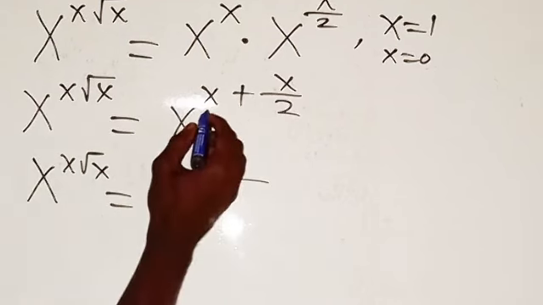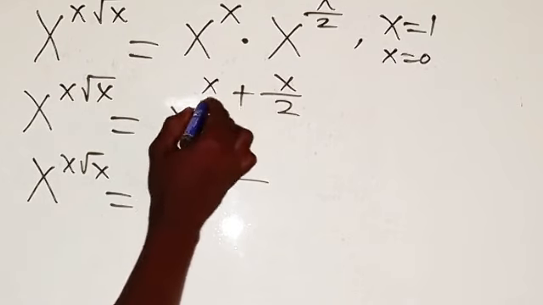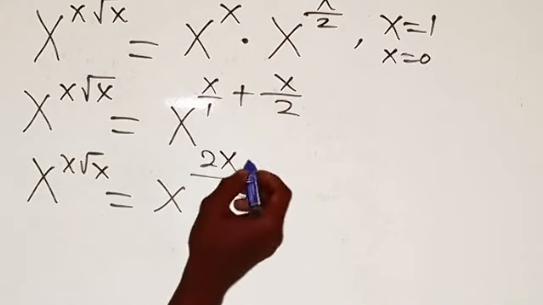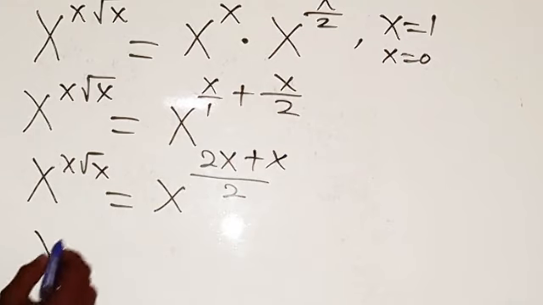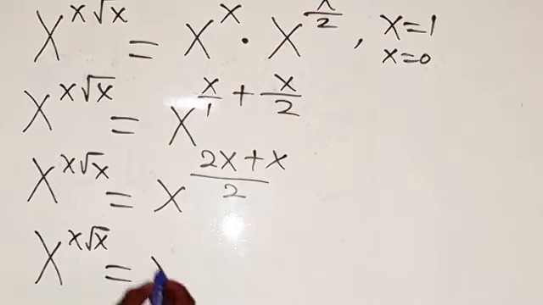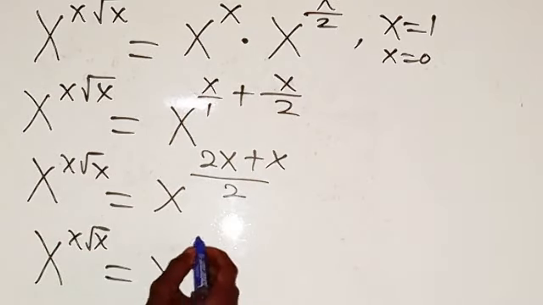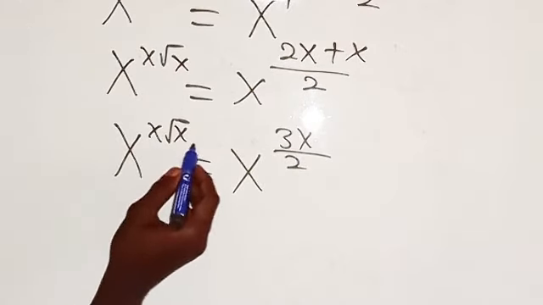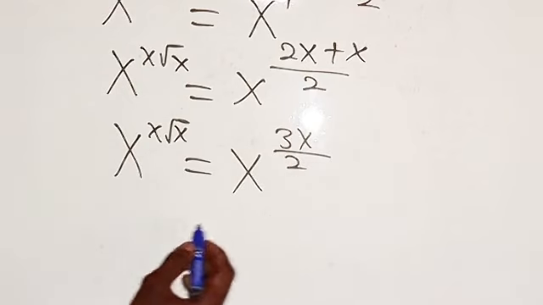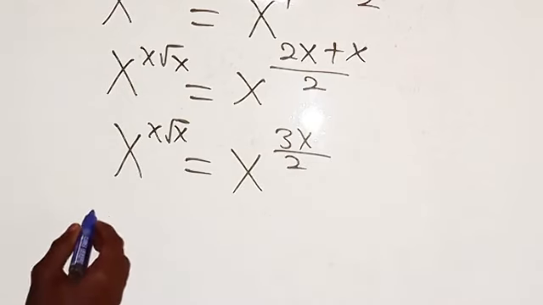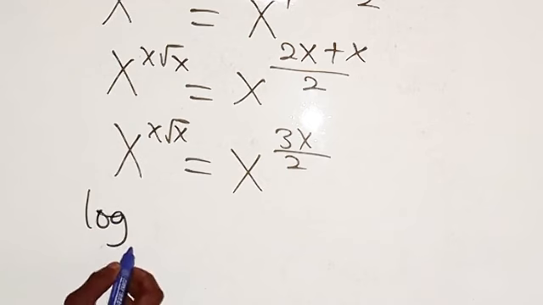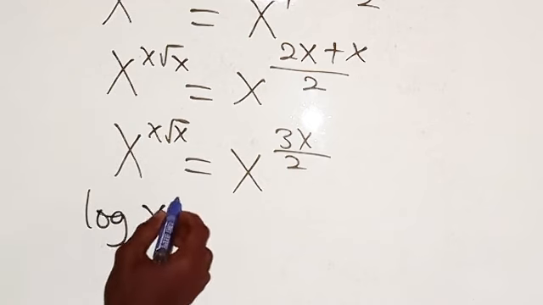So from here we have x root x equals, now let us write this in a single fraction. If we write this x here as x over 1, you know that this is going to be 2 times x, we have 2x, 1 times x, we have x. So therefore we have x root x equals 2x plus x, we're going to have 3x divided by 2. So we have x to the power x root x equals x to the power 3x over 2. So we are going to introduce ln to both sides, or we introduce log with respect to 10 to both sides of this equation, okay?